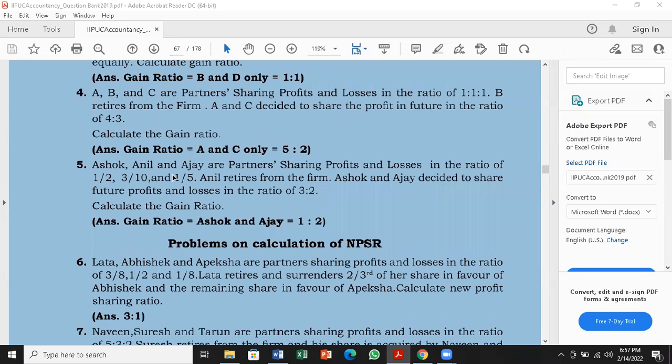So problem number 5 I will work. Ashok, Anil and Ajay are partners sharing profits and losses in the ratio of half, 3 by 10 and 1 by 5. Anil retires from the firm. Ashok and Ajay decided to share future profits and losses in the ratio of 3:2. So future is 3:2. Ashok is the first partner. Ajay is the third partner. So Anil is retiring. So be careful. Check who is the person retiring and you have to go for calculation.